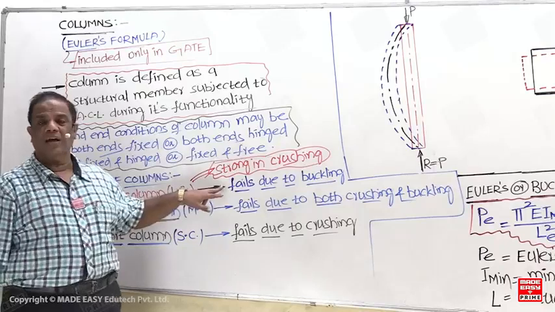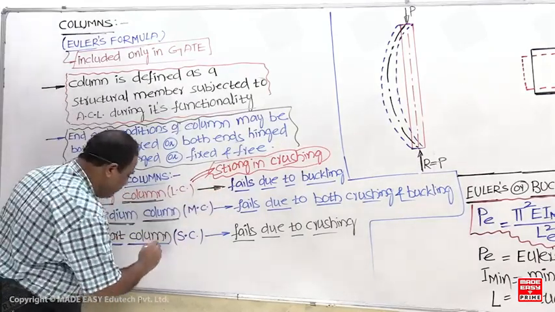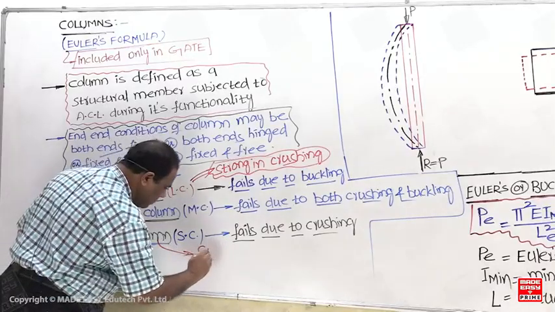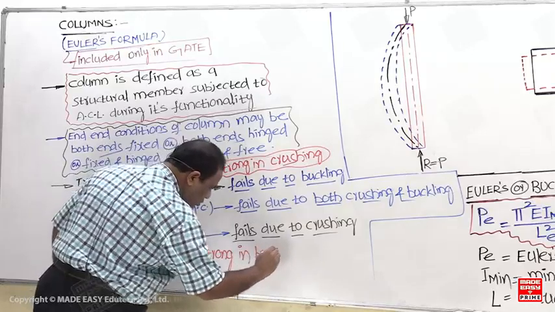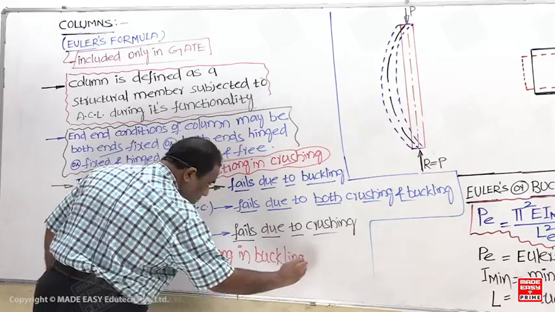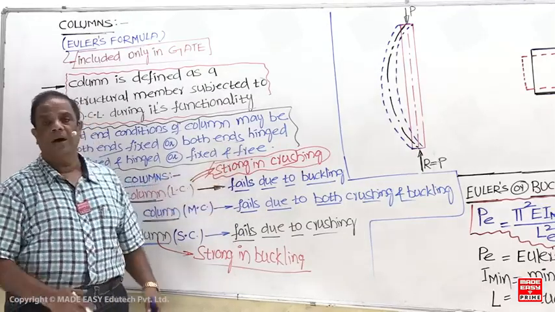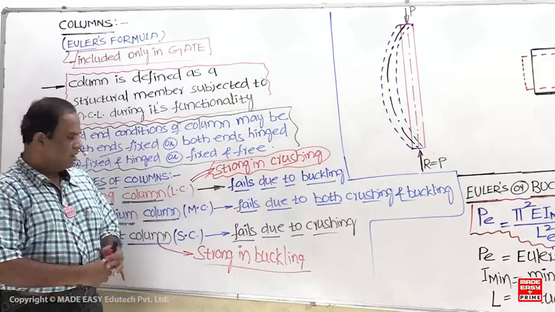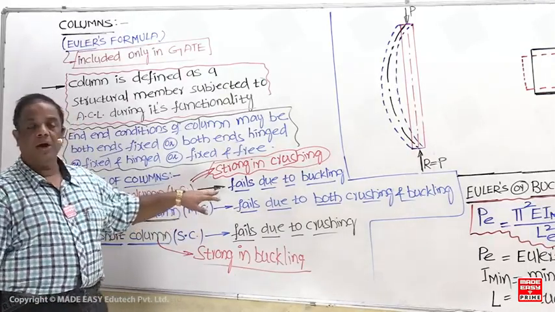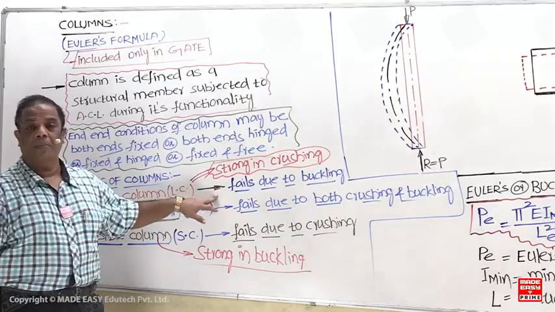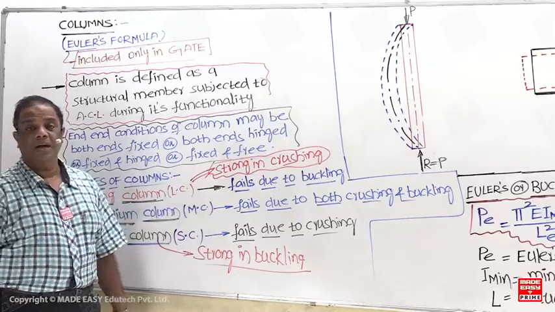So which failure will occur first now? Before length reduction, buckling will occur. Here these columns are going to fail due to buckling. Strong in buckling means their buckling load is more than the crushing load. Here crushing load is more than buckling load. But here both are going to be considerable. That's why the connecting rod is designed based upon both crushing load and buckling load. And columns used in structures are designed based upon the buckling load. And short columns are designed based upon the crushing load.